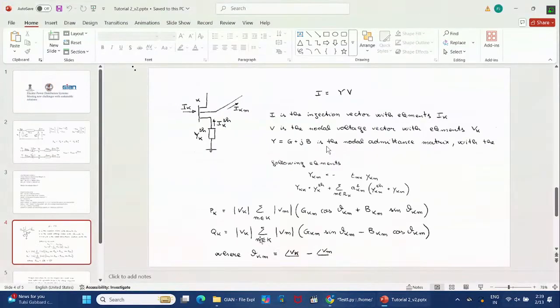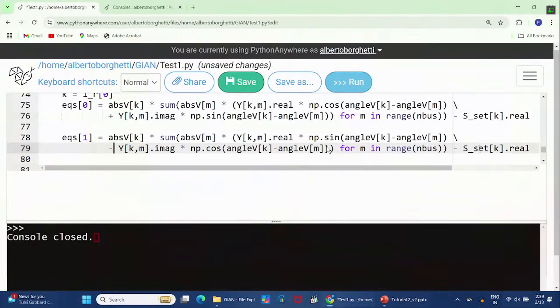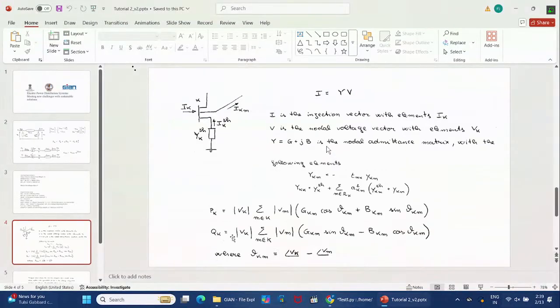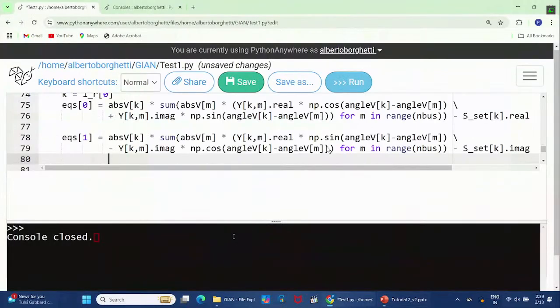Obviously this is a reactive power, so it needs to be compared with the imaginary part of the power in the receiving end. And then the other two equations are not written here because they are so simple. We need just to say that the magnitude of the voltage in the receiving bus is 1 in per unit, it is the rated value, and the angle is 0. So we put also these two equations here, or residuals.